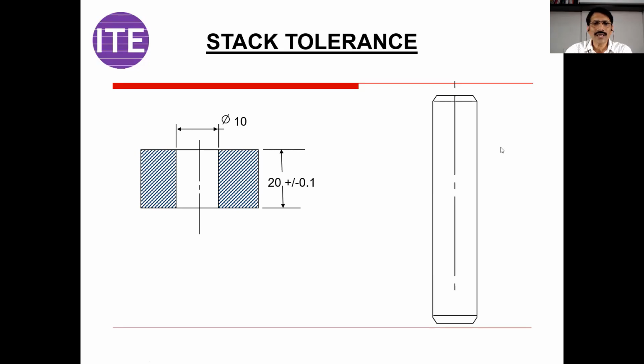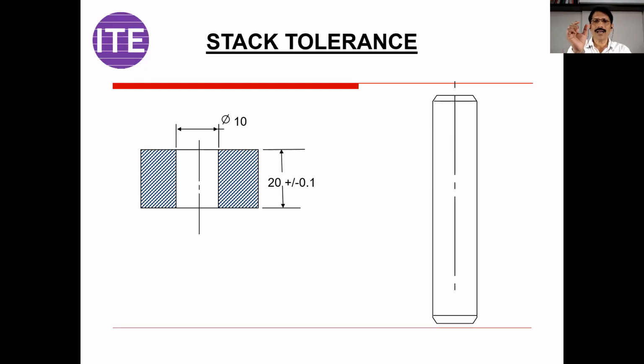Here on the screen, you can see there is one arbor or a spindle, a vertical part. And on the left side, you can see there is one part. The thickness of this part is 20 plus minus 0.1 mm. The ID is given, that is 10. And imagine 5 such components you have to assemble on this particular arbor or spindle. So when you assemble 5 components side by side, the total length you are getting is 100 mm, right? Now, what is the tolerance you are getting on that assembly?